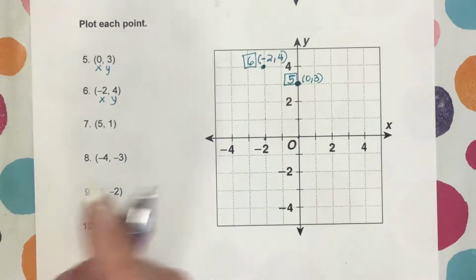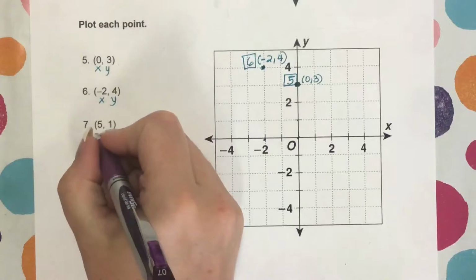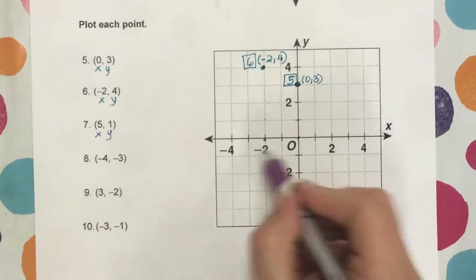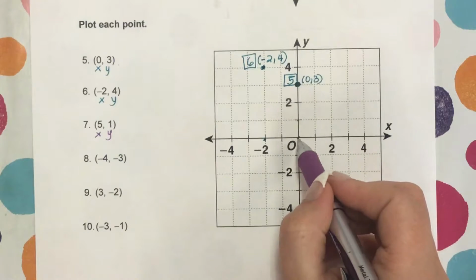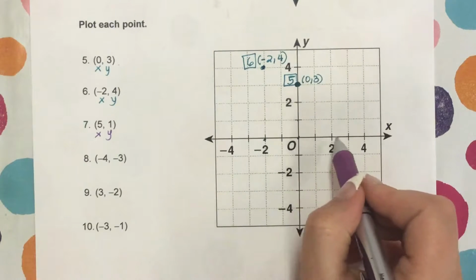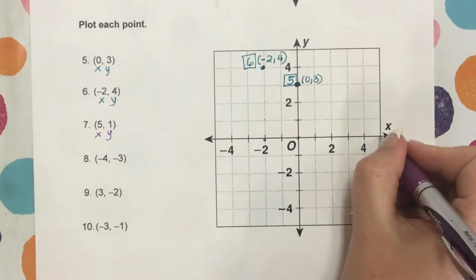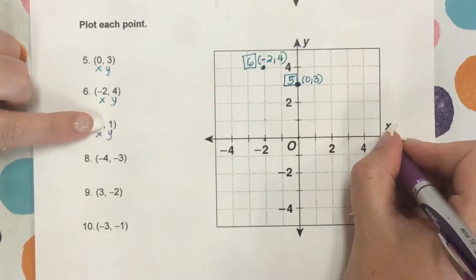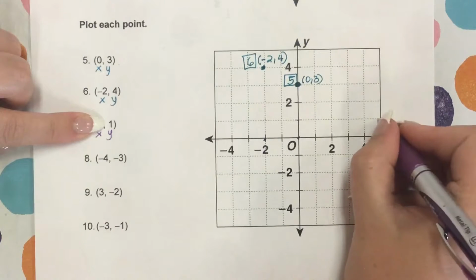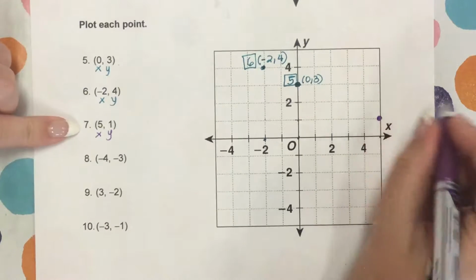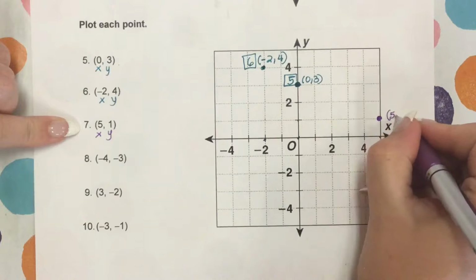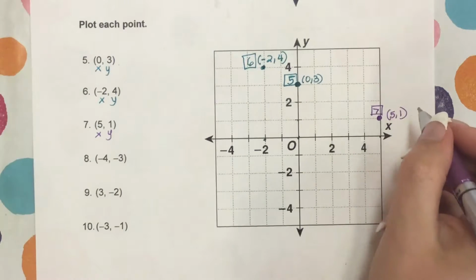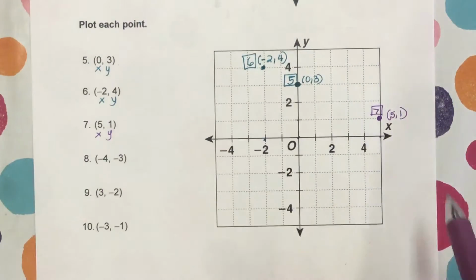All right, we're back. Let's go ahead and see how you did on 7. This is the X, this is the Y. The X part is 5, so we're going to go to the X-axis and we're going to go over 5, which is in the positive direction. 1, 2, 3, 4, 5 would be right here. And then the Y is 1, so it's positive, so we're going to go up 1. So right here, that would be 7, 5, 1. Put a little box around 7. Perfect.